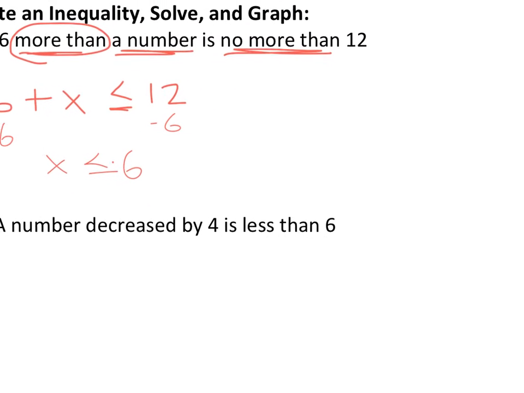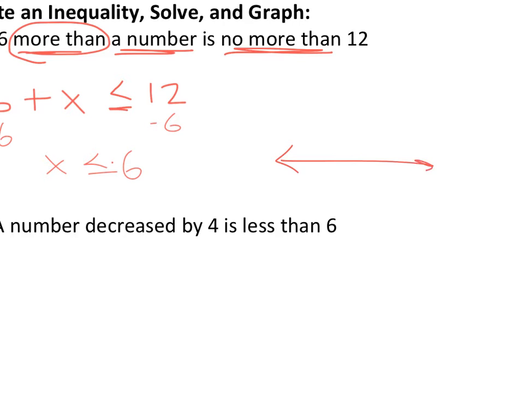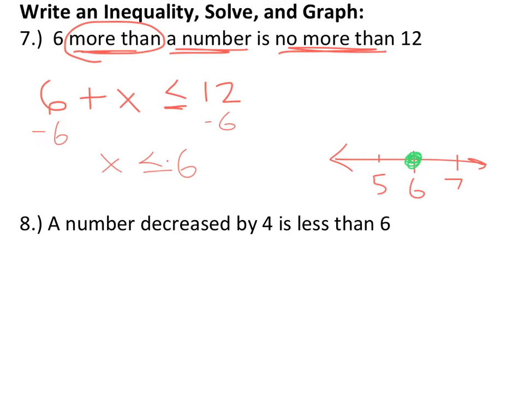Quick number line here then. Okay, here's 6, 5 here, 7 here. We're going to do a closed dot on 6. And x is everything less than 6. So if I put 5 in, it works. If I put 7 in, it does not. So we're going back this way.